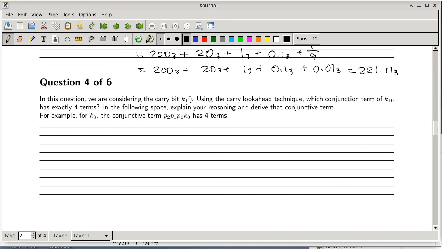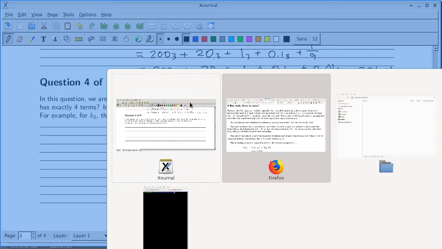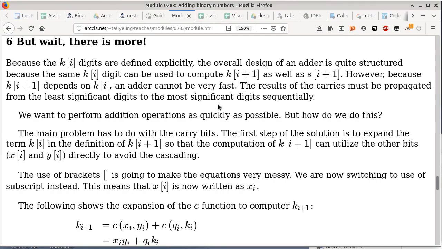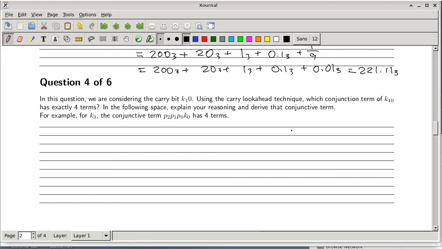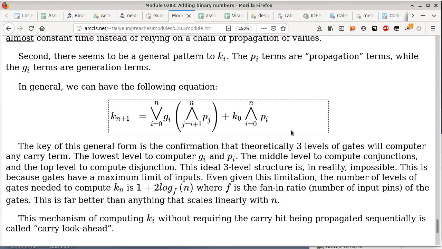Okay, so we want to use the carry look ahead technique. That means, in the notes, we're looking at section 6. The last portion of section 6 is the summary, which is how we generate K of something. In this particular question, we are concerned about K10, right? So we want n plus 1 to be 10. If n plus 1 is 10, what is n? 9. N would be 9. Very good. Now we can just substitute all the n's with 9, so this becomes 9, this becomes 9, and so on.